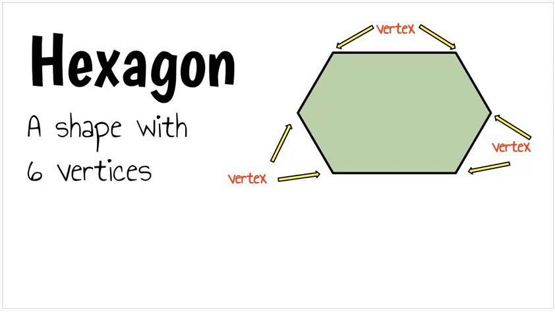Next is a hexagon. A hexagon is a shape with 6 vertices, and you can see them here. 1, 2, 3, 4, 5, 6. Also has 6 sides. So a hexagon is a shape with 6 vertices.